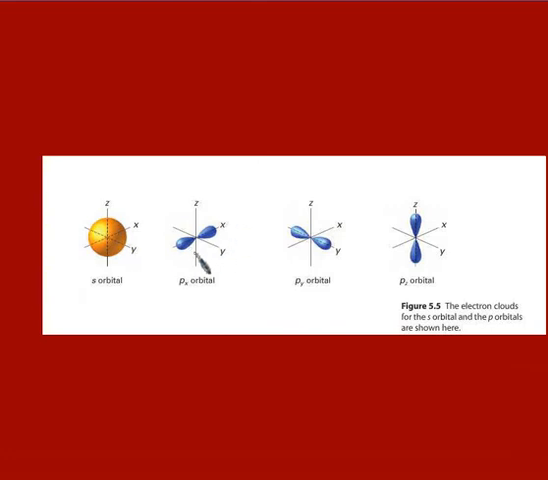Now the P has 3 different orientations, and they look like these dumbbells. See how one is along the x-axis, and one is along the y-axis, and one is along the z-axis. And those are 3 different orientations for the S and P orbitals. So there's 3 orientations for it.